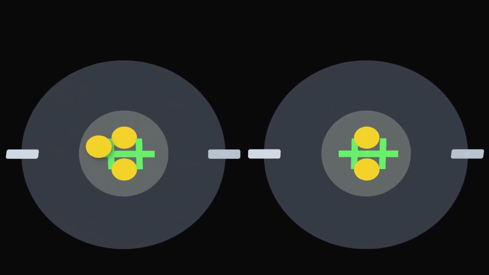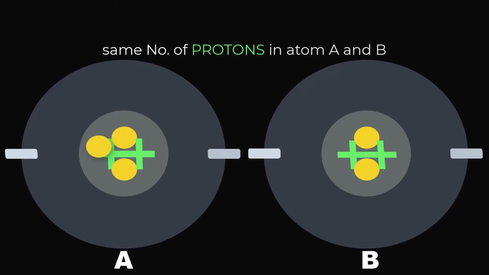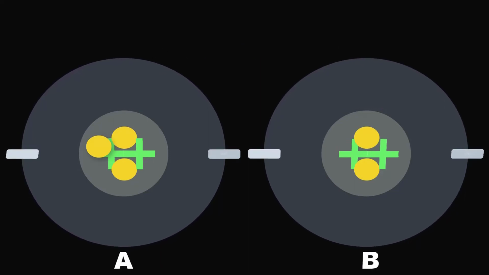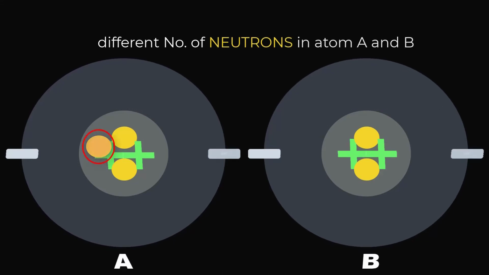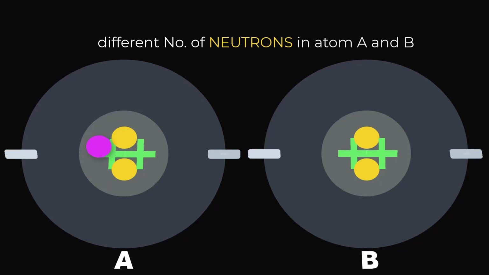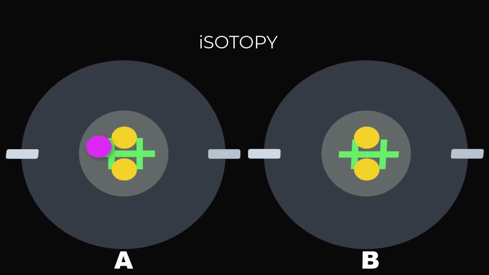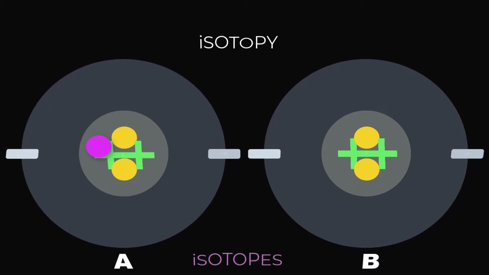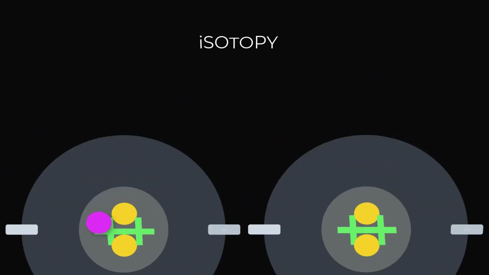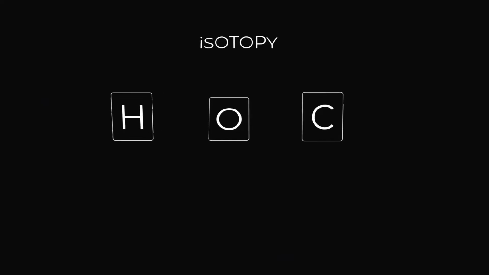Sometimes, when we compare two atoms of the same element, we see that both have the same atomic number but different mass number. The number of protons in both atoms is the same. Of course, that's why they are of the same element. But the number of neutrons in their atoms are not the same. This is why they have different mass numbers. In chemistry, there's a name for such a phenomenon. We call it isotopy. And we call such atoms isotopes. Examples of atoms exhibiting isotopy would be hydrogen, oxygen, carbon, and so on.